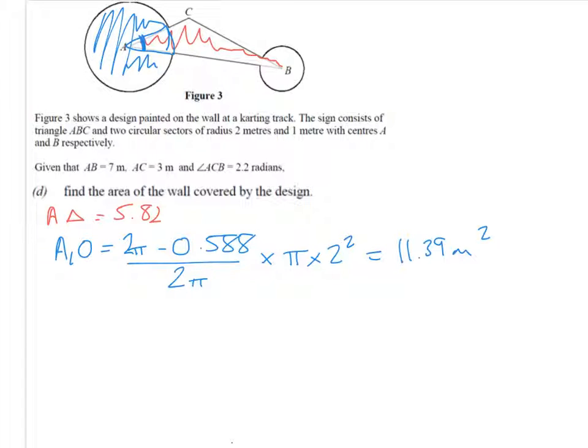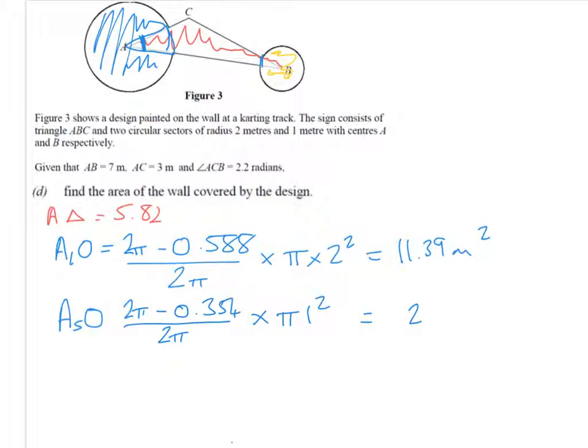So the area now of the smaller circle. The smaller circle, it is still 2 pi in total, but the angle this time is 0.354 out of a total possible 2 pi. That tells us what fraction of the circle we're calculating, and we want to multiply that by pi r squared again. Calculating that gives us 2.96 metres squared.